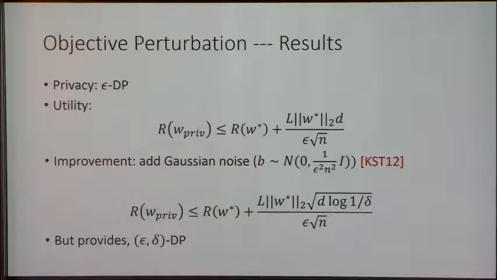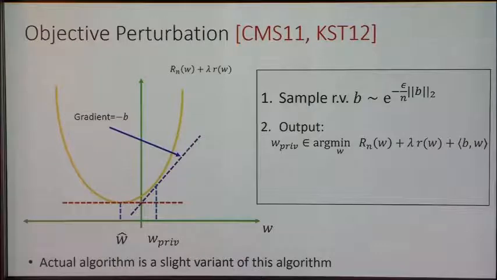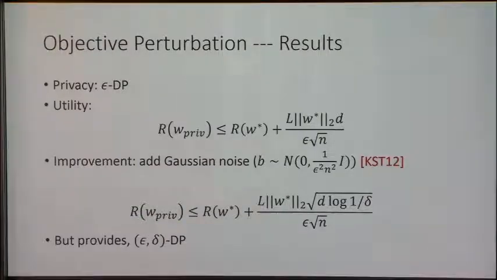Now for this algorithm, the work of CMS 11 showed that the algorithm has epsilon differential privacy because they add this gamma noise, and furthermore the excess risk that they obtain is of the order of W star times D by root n. Then the work by KST12 showed that if you add Gaussian noise, then you can indeed do better. You have something like root D by root n with this W star. This work also improved the analysis of the earlier work by Chaudhuri and co-authors in a very significant manner.